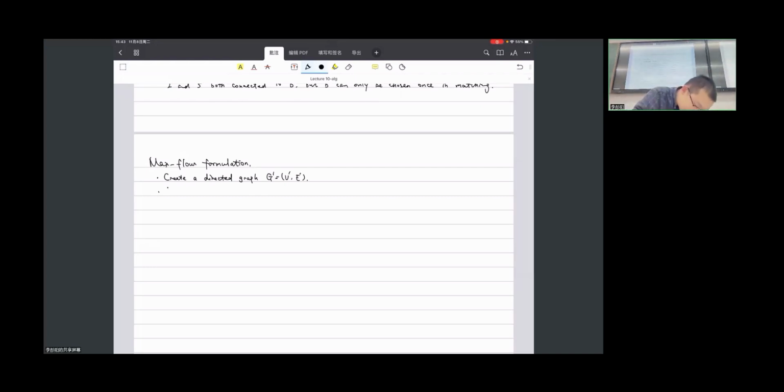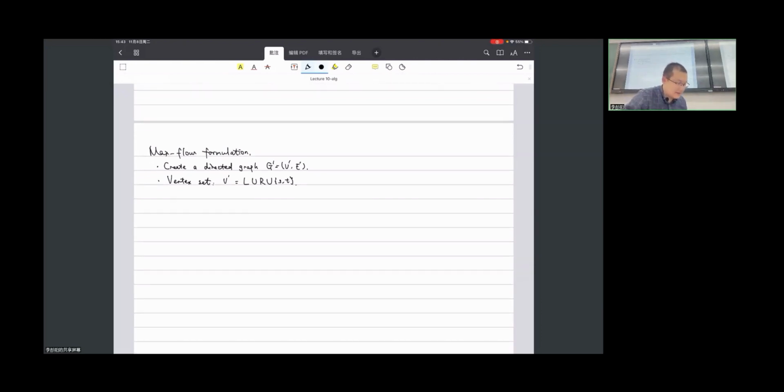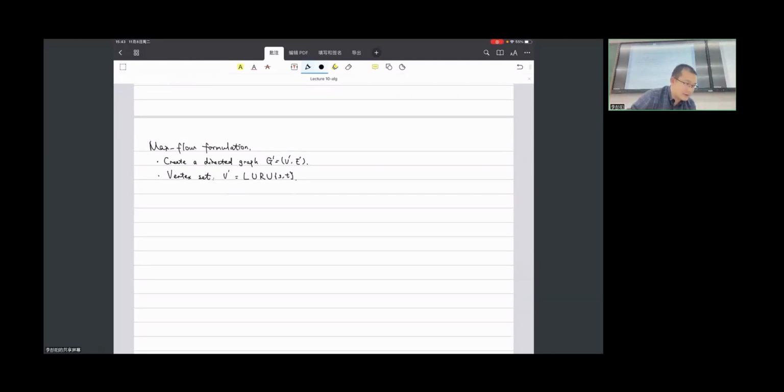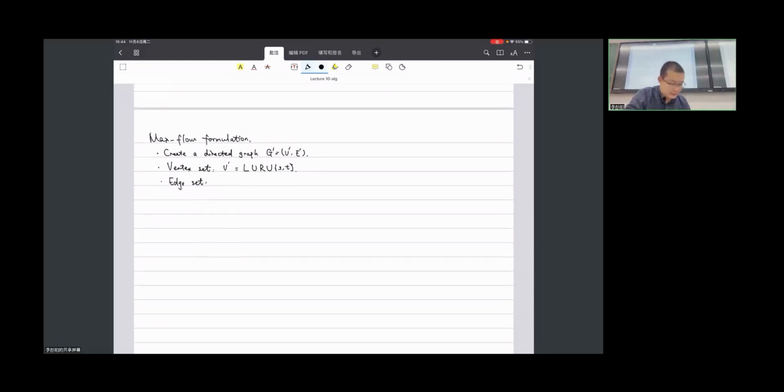So the vertex set that we are going to consider, this V prime, is going to be a union of L and R and two newly added vertices, S and T. Because at the beginning we don't have S and T here, we need to create them, and then figure out what construction we actually want to have. So this is the vertex set, and the next thing that is very important is that we need to figure out the edge set.